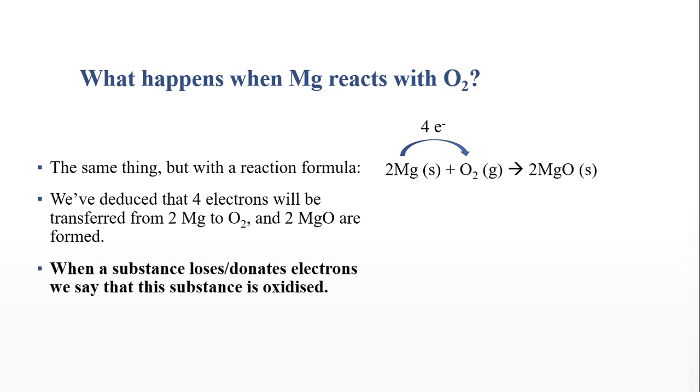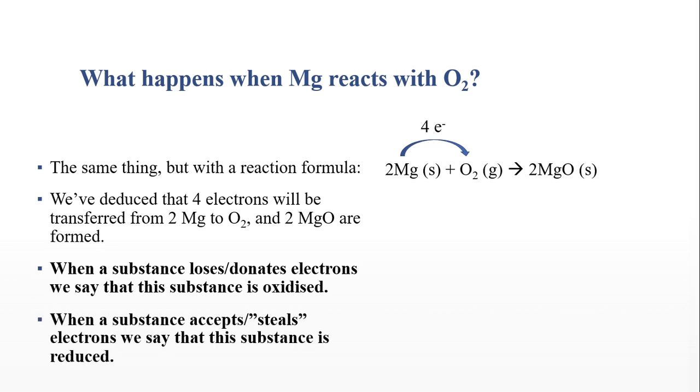The magnesium loses its electrons in this. And in chemistry, the process of losing electrons is called oxidation. So we say that this substance is oxidized. The oxygen, on the other hand, accepts or steals or gains electrons. And then we say that this is a reduction of the oxygen molecule. So this substance is reduced.